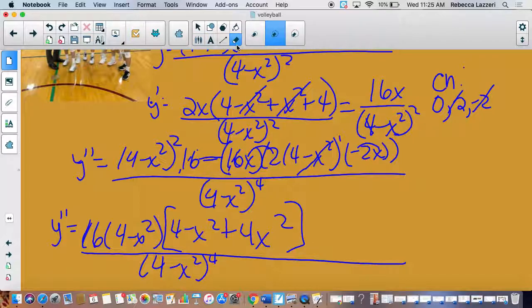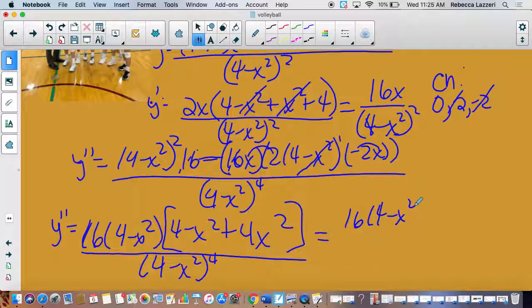All right, so now I have 16 times 4 minus x squared. You can cancel that. Okay. This gives me 4 plus 3x squared over 4 minus x squared to the 3rd.